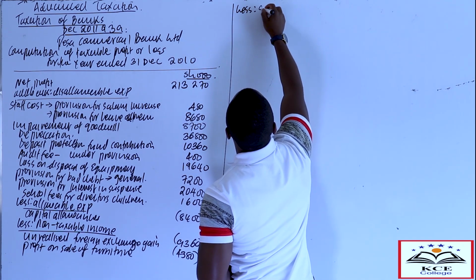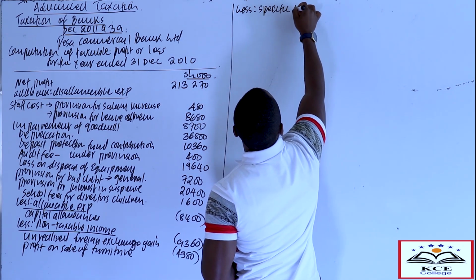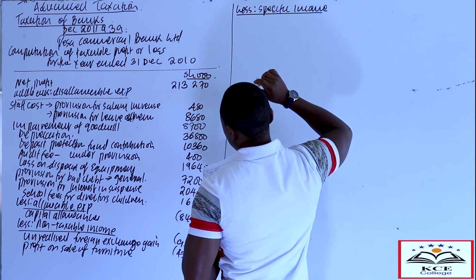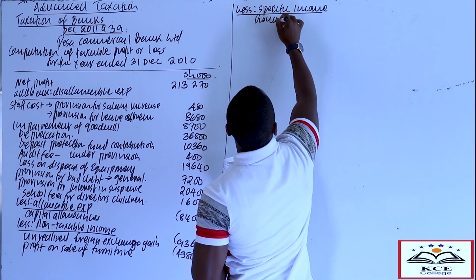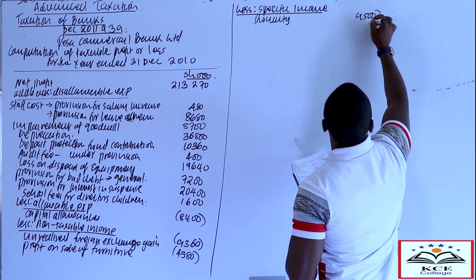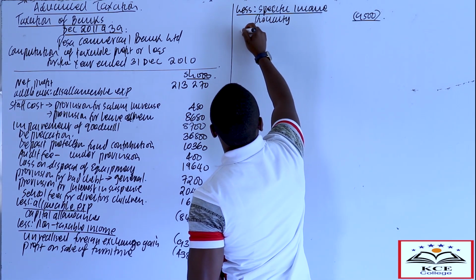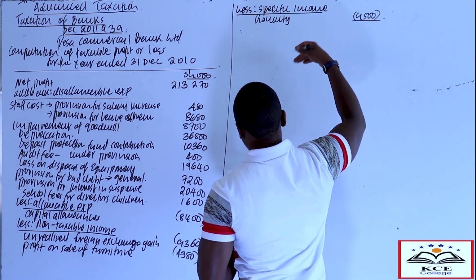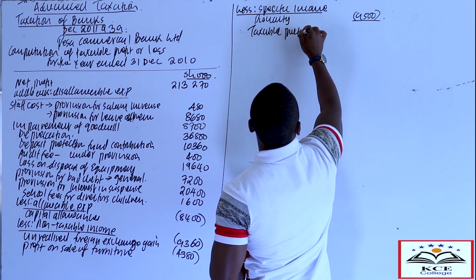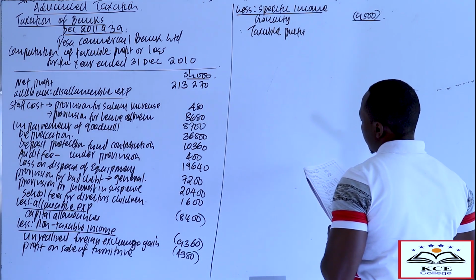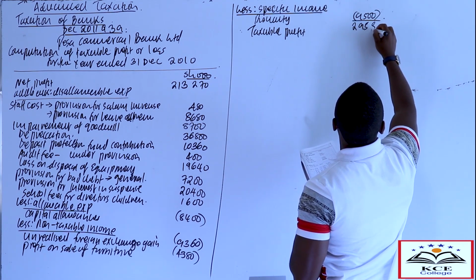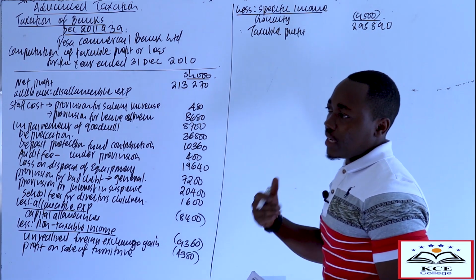Then you also deduct specified sources of income or specific income. In that case, we had royalty income. Royalty was an amount of 95. And that's how you get what we call taxable profit. Now, this taxable profit is what we call the profit from day-to-day operation, 295,890. Now, that's what we call the business income.